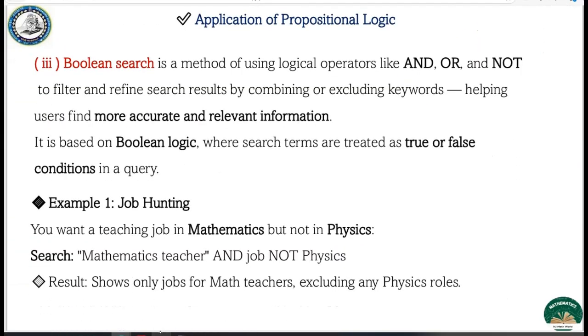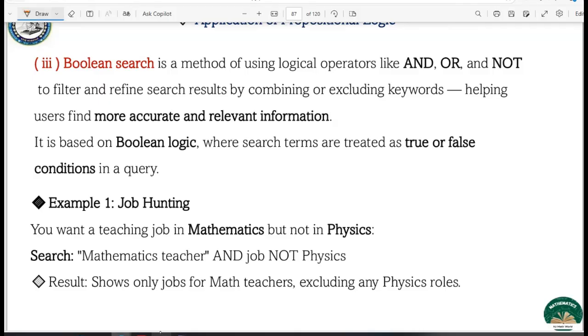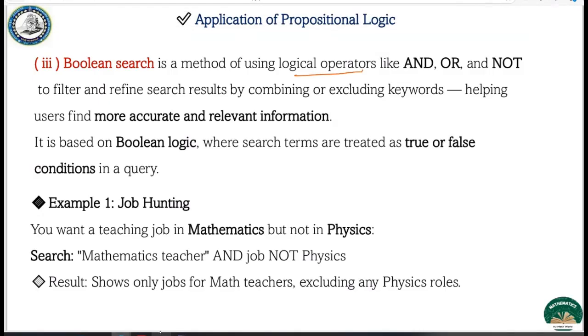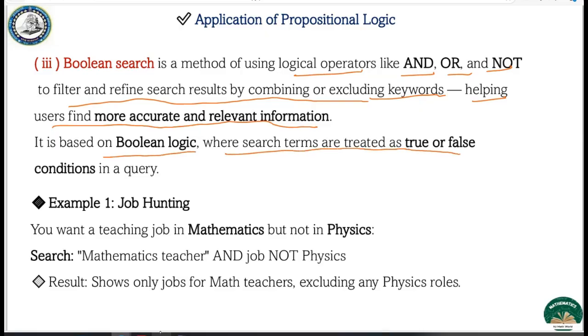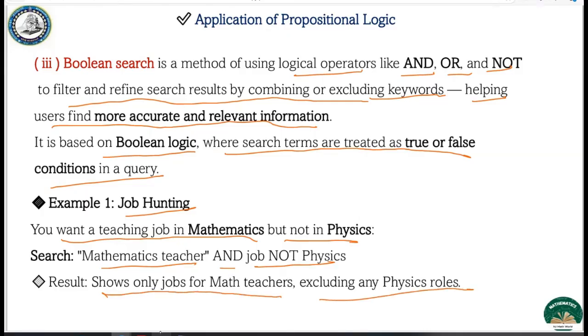Then you have Boolean search. What is meant by Boolean search? Boolean search is a method of using logical operators like AND, OR, NOT to filter and refine search results by combining or excluding keywords, helping users find more accurate and relevant information. It is based on Boolean logic, where search terms are treated as true or false conditions in the query. For example, job hunting. You want a teacher job in mathematics, but not in physics. So: mathematics teacher AND job NOT physics. This shows only jobs for maths teacher, excluding any physics role.